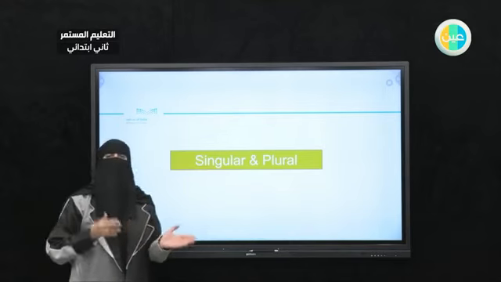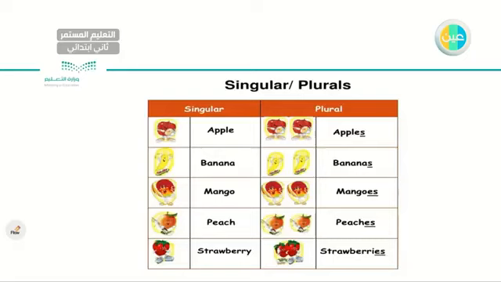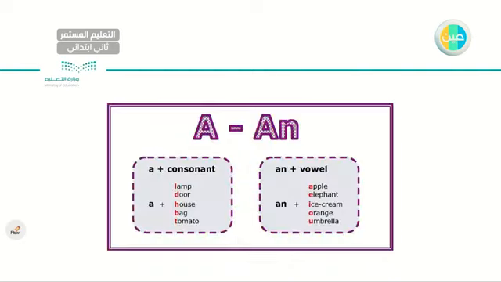So let's start by revising singular and plural together. As you can see, I have a table here. To your left, I have the fruits in singular, just one: apple, banana, mango, peach, strawberry. But to your right, I have the plural: apples, bananas, mangoes, peaches, and strawberries. Very good. Now let's go to the next one.